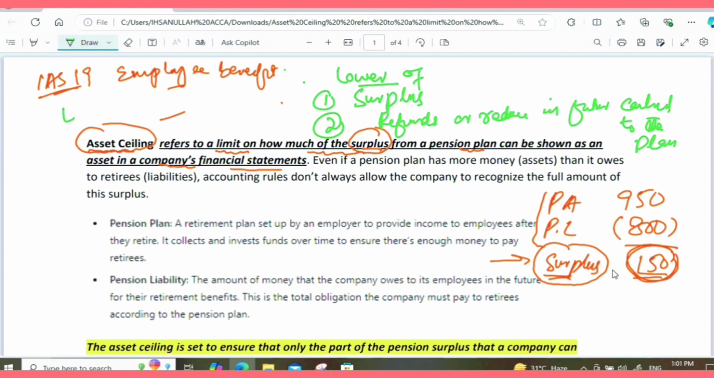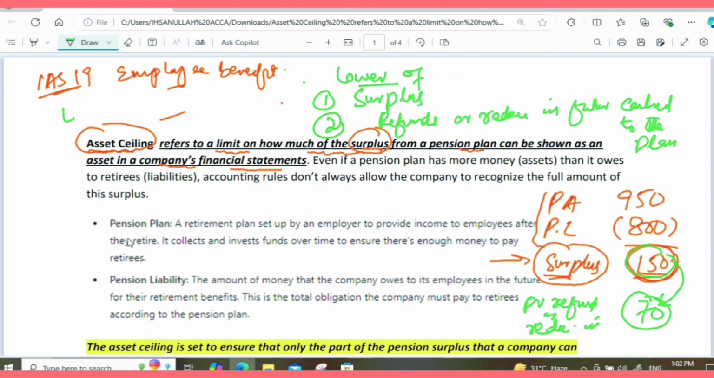Let's extend this example. Let's say we have the present value of the total future refunds from the fund, or reductions in future contributions, is 70. So as per IAS 19, you have to recognize in the balance sheet the lower of these two amounts. You have 150 and 70. So you will recognize this 70 in your balance sheet as an asset.